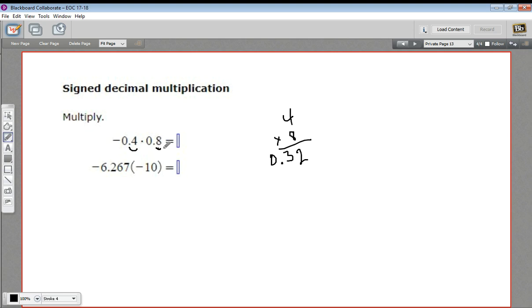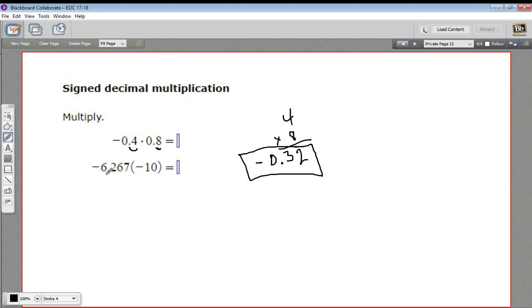And the same rule applies here as it does with all other multiplication or division. If there's an odd number of negative signs being multiplied by each other, then the answer is negative. If there's an even number, the answer is positive. So this one only has one, the answer is going to be negative, so we get negative 0.32.